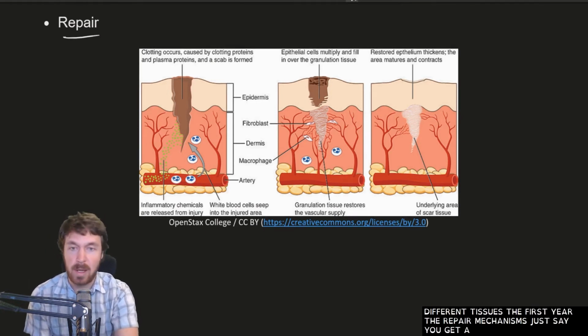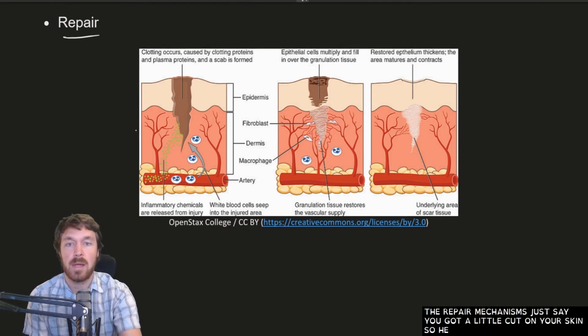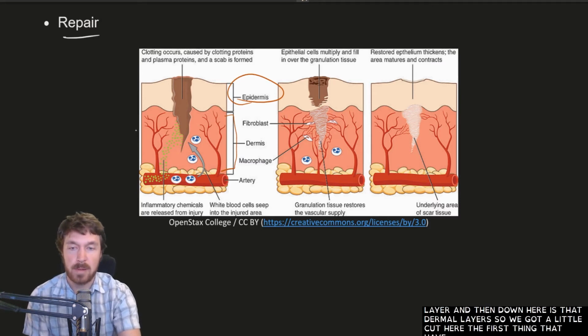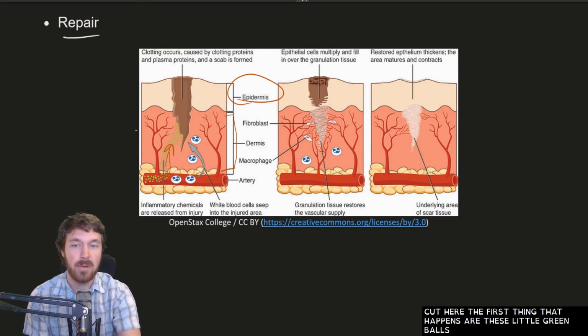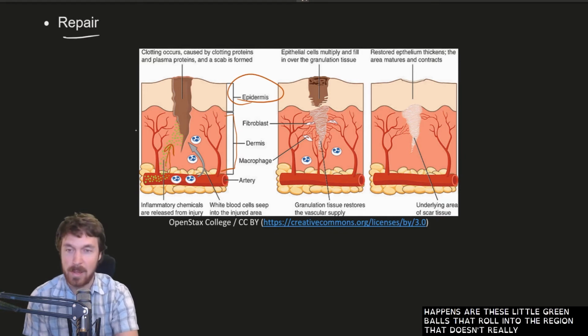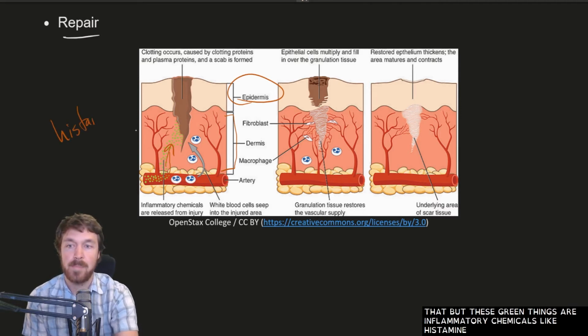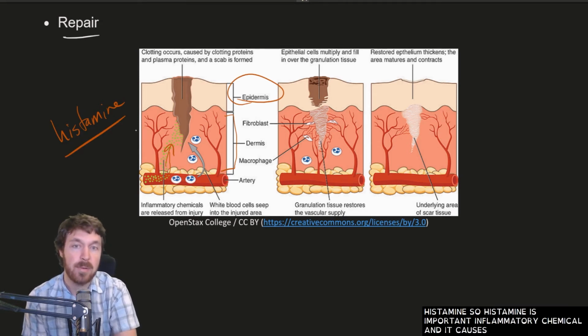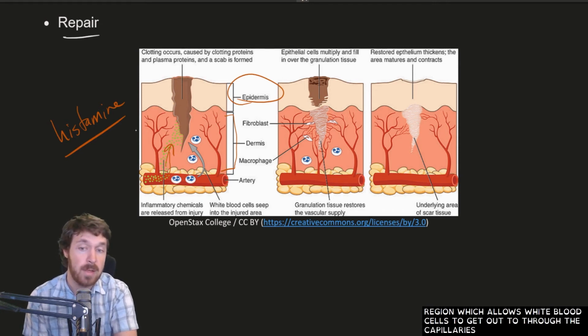Let's say you get a little cut on your skin. So here again is the epidermis layer, and then down here is that dermal layer. So we get a little cut here. The first thing that happens are these little green balls roll into the region. It doesn't really happen like that, but these green things are inflammatory chemicals like histamine. Histamine is an important inflammatory chemical, and it causes inflammation in the region, which allows white blood cells to get out through the capillaries and the veins in the region.